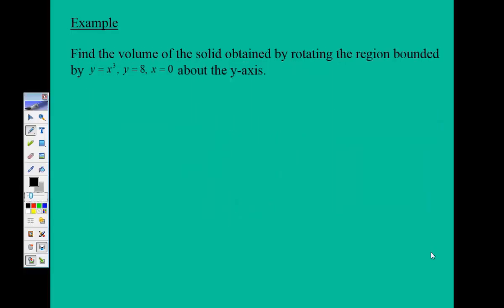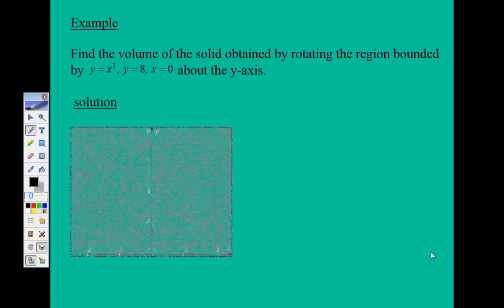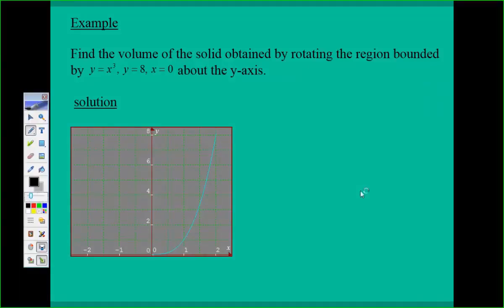Find the volume of the solid obtained by rotating the region bounded by y equals x cubed, y equals 8, and x equals 0 about the y-axis. It is important to draw in each one of these boundaries. Here is y equals x cubed. This would continue on down in this direction. So there's our y equals x cubed.